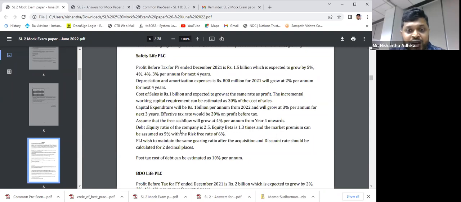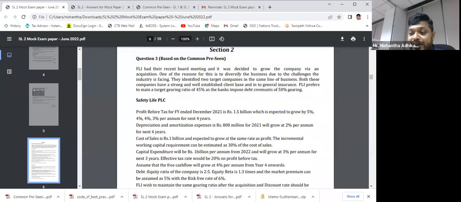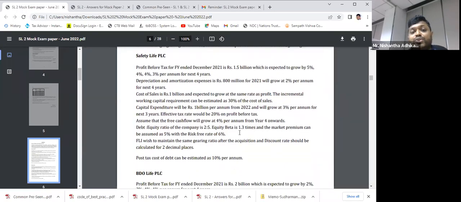Debt to equity ratio is 2.5%, equity beta is 1.3 times, and the market premium can be assumed as 5% with a risk-free rate of 6%. Now you have to calculate the cost of equity using the capital asset pricing model. And remember, your parent company, FLI, has to adjust the cost of equity based on their current gearing ratio, right? Therefore, you have to calculate the unlevered beta and re-gear based on the company debt to equity ratio, right?